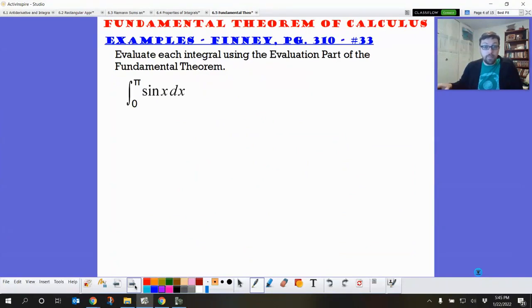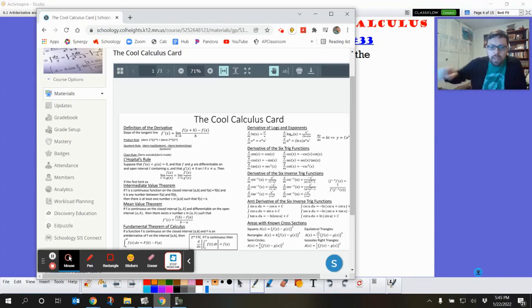In this one, we want to evaluate each integral using the given method. Same as before. Now, this one we won't have to do anything fancy. We just need to figure out what the antiderivative of sine is, and we can check our cool calculus card to help us out.